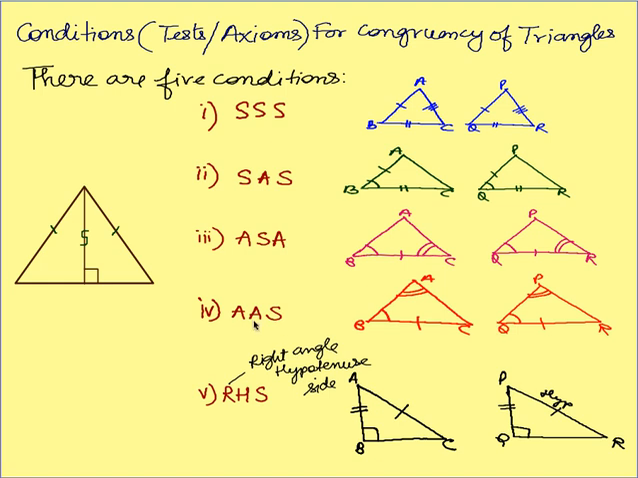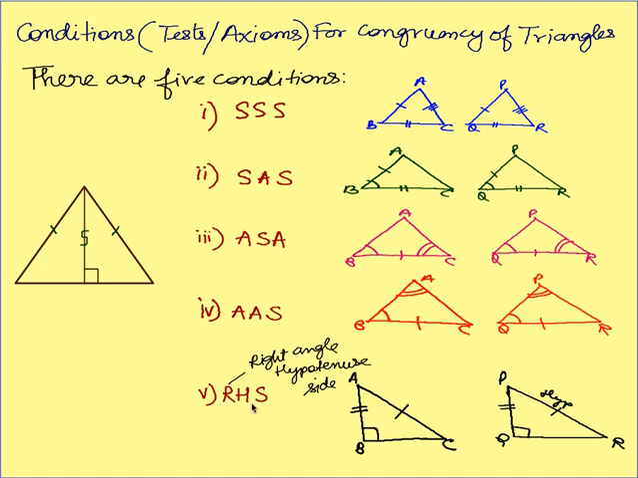And this AAS is also like ASA if you use the third angle property. Suppose these 2 angles are equal. If you apply the angle sum property, the third angle will also be equal because it is 180 minus the sum of these 2 equal angles. So R will also be equal. You can say using third angle property. So AAS is also ASA, because in some books it is given that way, but AAS is a separate test.